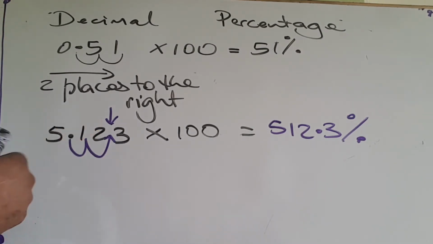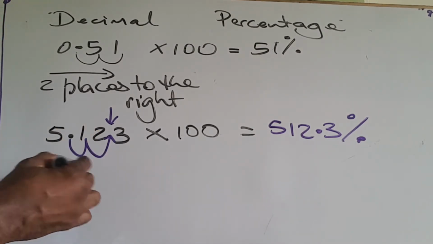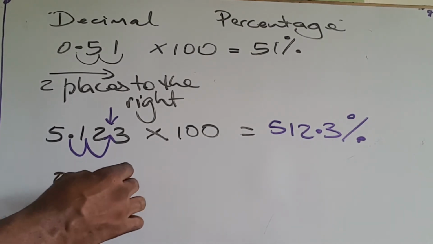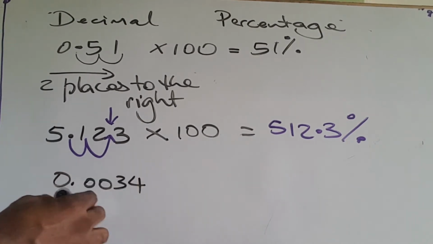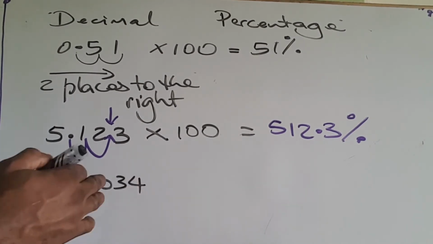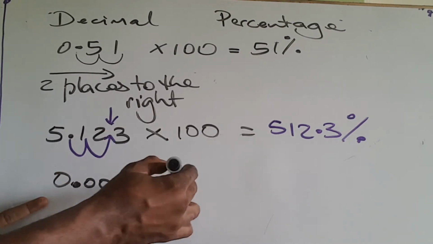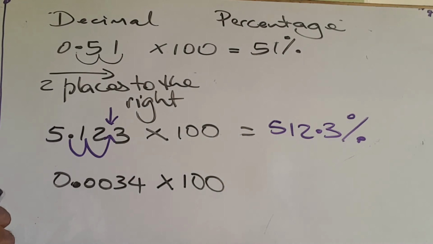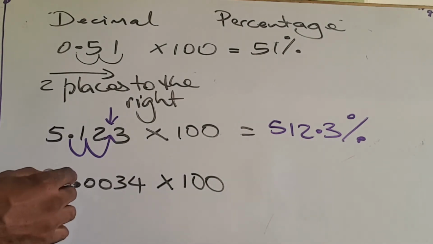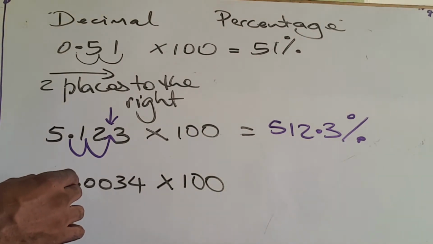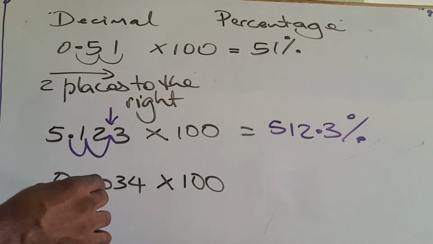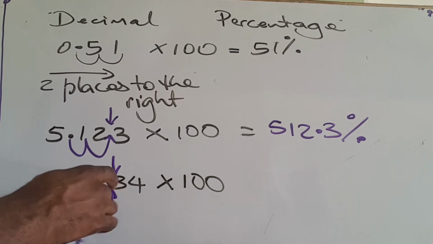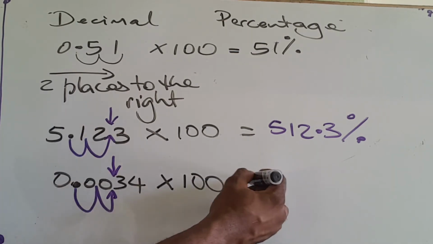Let's look at another decimal number. What if I see myself with 0.0034? Well, if I want to change this to percentage, the principle remains the same. I multiply by 100. And when I multiply by 100, it means my decimal point will travel 2 places to the right. 1, 2. It's going to lodge itself between the last 0 and the 3. What's my answer?